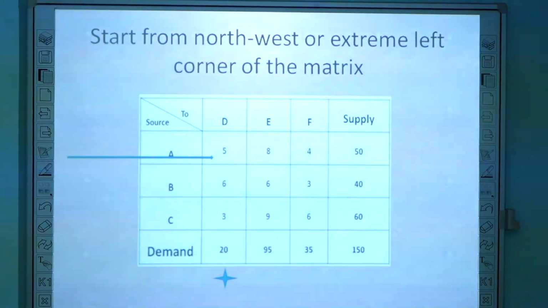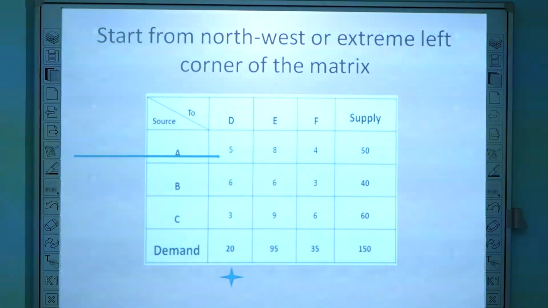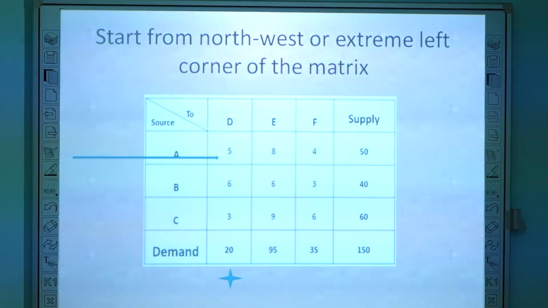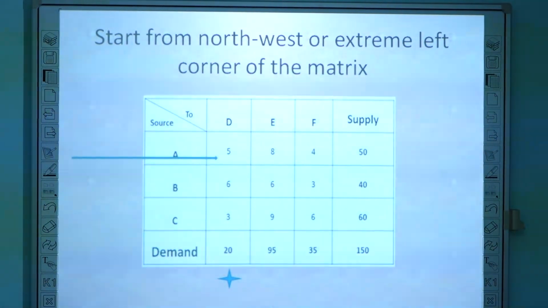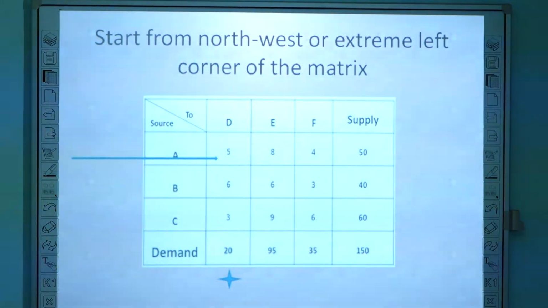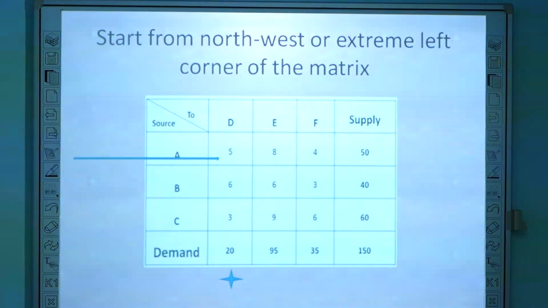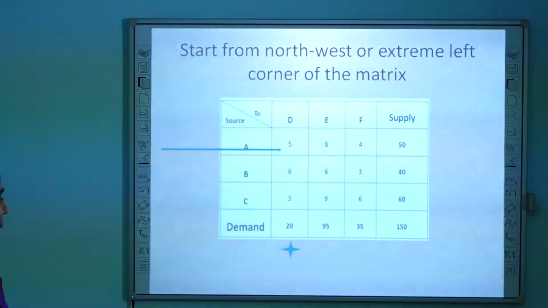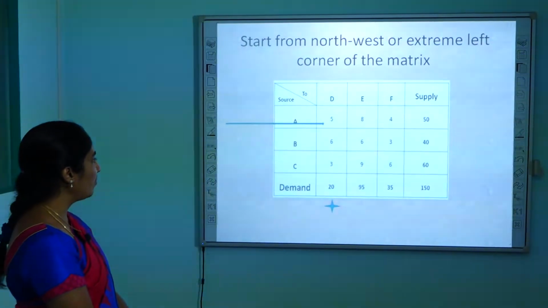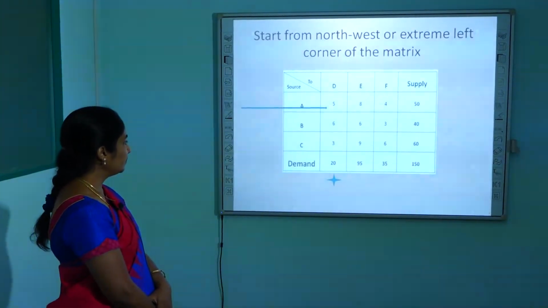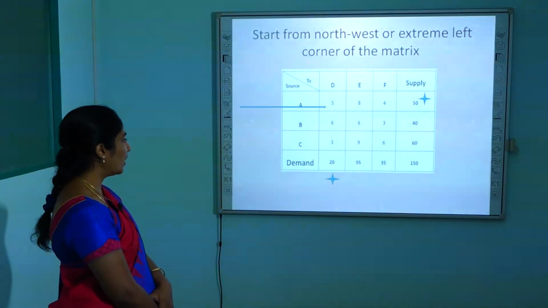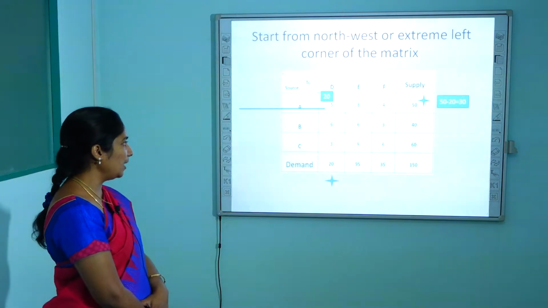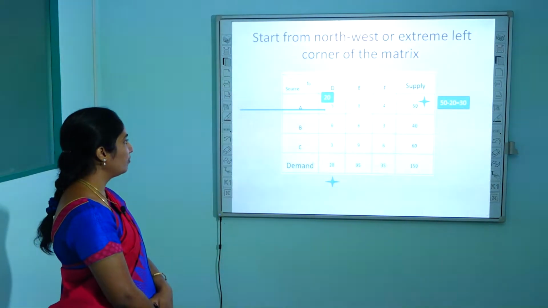In this problem, we start from the northwest or extreme left corner of the matrix. The top left corner is the cell AD. So, we select the AD cell. Then select the minimum value of supply and demand. The minimum of 50 and 20 is 20. So, select the minimum value 20, then allocate this minimum value to the AD cell. Then cross out the column. Then subtract the value 20 from 50, then write 30 instead of 50.